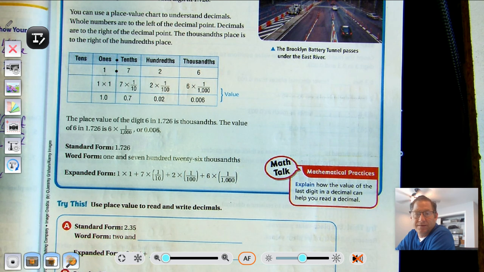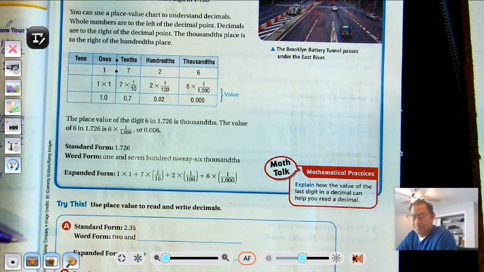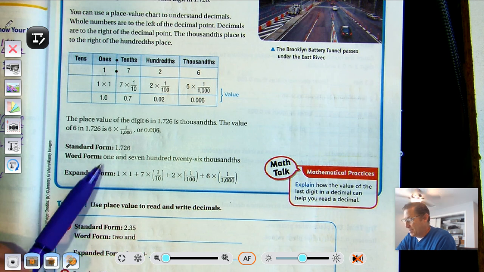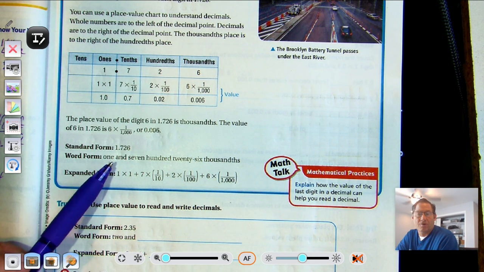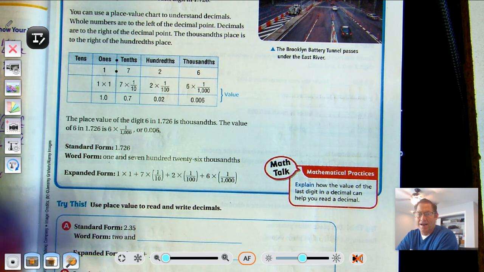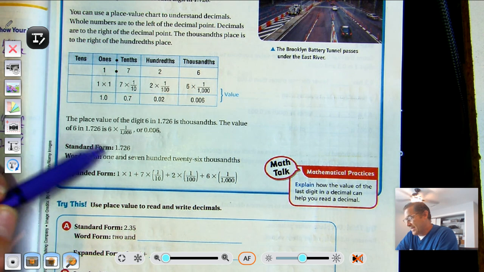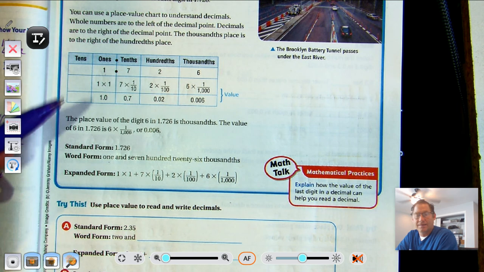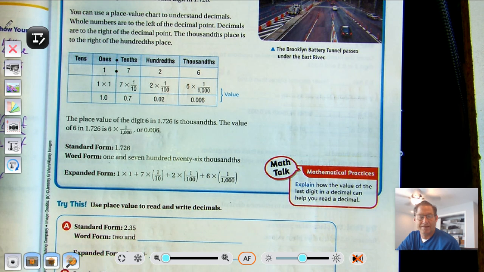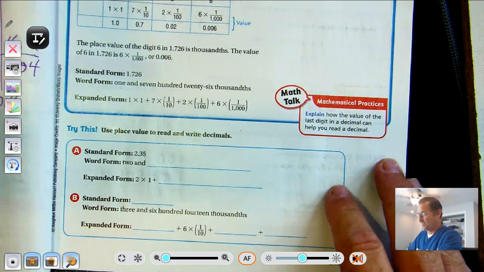All right. So the place value of the digit 6 in 1.726 is thousandths. So the value of 6 in 1.726 is 6 times 1/1000, or 0.006. So standard form again, 1.726. In word form, we would say 1 and, so the decimal point is always read as and, unless there aren't any whole numbers. So let's say the digit to the left is 0. Well, we wouldn't say 0 and, we would just read the decimal value. But in this case, we do have a whole number. So we would say 1 and 726 thousandths. And then expanded form, we've talked about that. So we're going to be practicing that. So let's look at the first one.